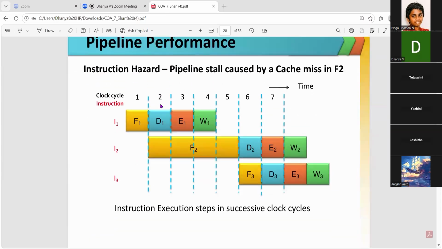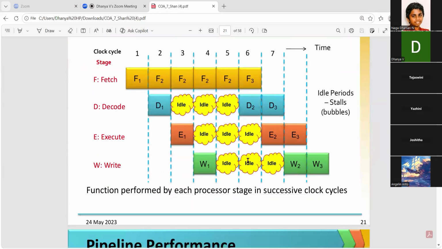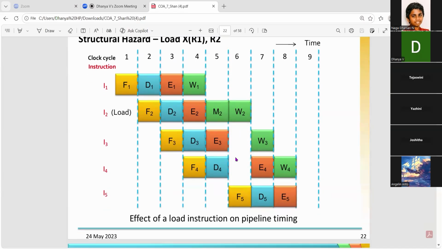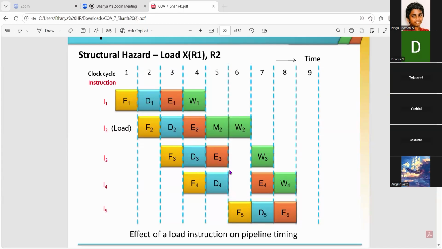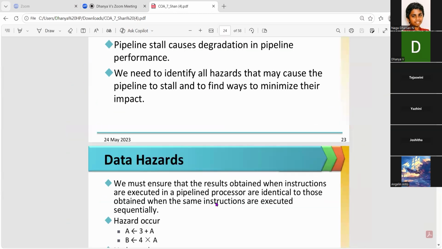So for instruction hazard, we just saw a pipelining stall caused by a cache miss in F2. There was a cache miss, so it took a long time to go and fetch it from the memory. That's why the stall happened. These are the idle periods, and the stalls are called bubbles. Then for structural hazard, R2 we had to put in R1, which means they are trying to access the memory at the same time. So there is some amount of stall that you have to do, because you can't really have two instructions at the same time. Then we just looked into all of these points.